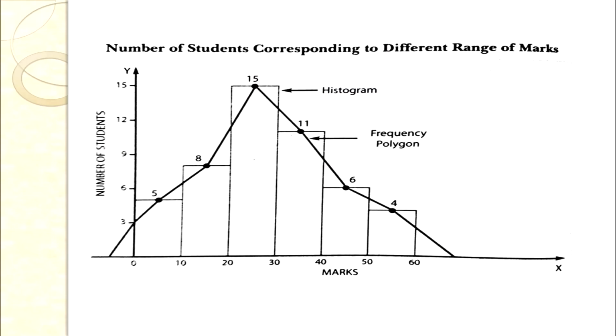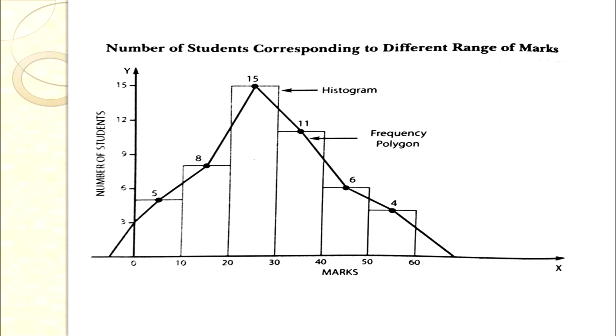Once we have drawn the histogram, what are we going to do? We are going to find the midpoints on the top of each rectangle. Let us see how we have done. We can see over here, we have drawn the histogram and labeled it. The x-axis has been labeled as marks, and the y-axis as number of students. We have drawn the histogram first, following all the rules which we have learned. Then we have found the midpoint on the top of each rectangle: 5, 8, 15, 11, 6, 4.